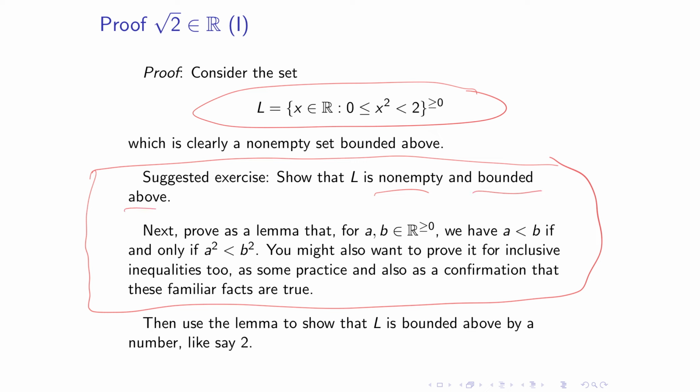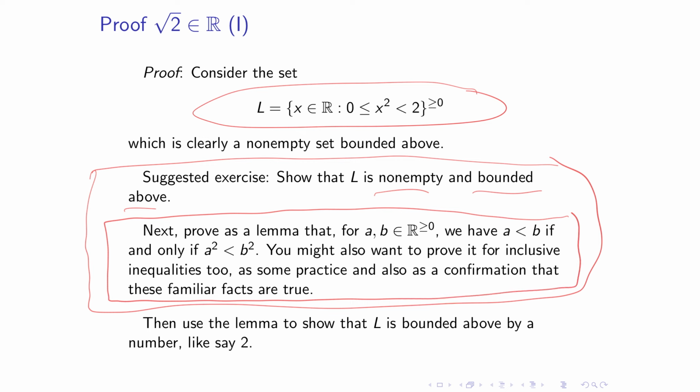But the bounded part is not completely trivial, so I'll give some guidance about how I recommend showing that it is bounded above. So go ahead and prove as a lemma that for any two numbers a and b assumed to be non-negative, then a is less than b if and only if a squared is less than b squared. This is a good exercise. It's not completely obvious how you do this, but if you think about it enough, hopefully you get to the answer.